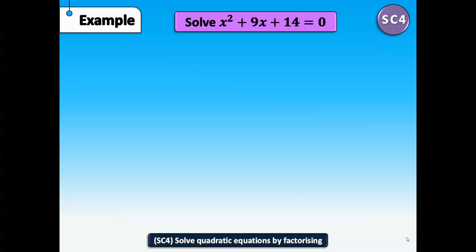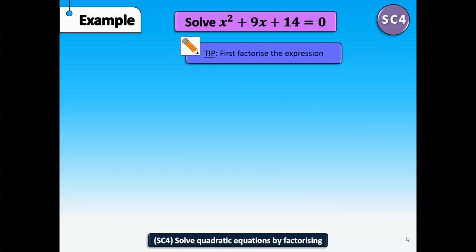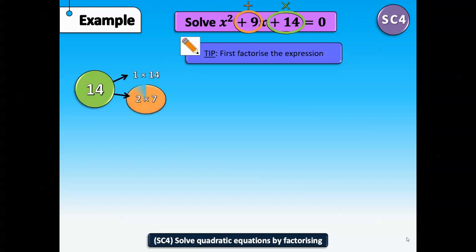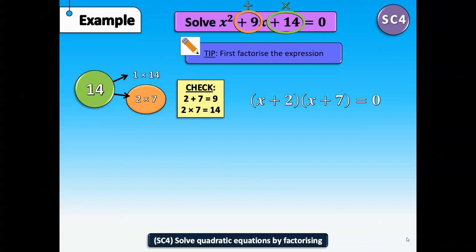If we want to solve this without having to draw a graph, we factorise it into 2 brackets first. So we want a pair of numbers that times together to make 14, but adds together to make 9. So if we write down numbers that times together to make 14, the pair that adds together to make 9 is 2 and 7. So that means we factorise it to x plus 2 and x plus 7.